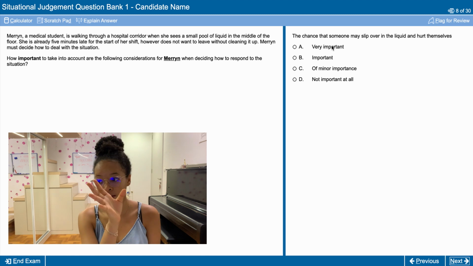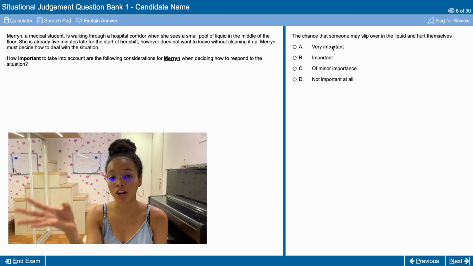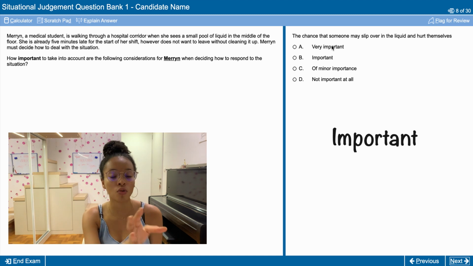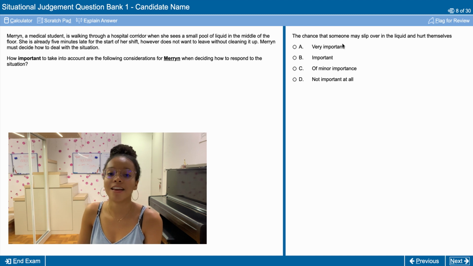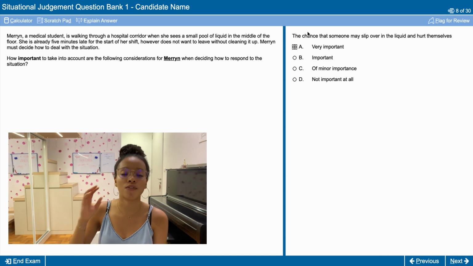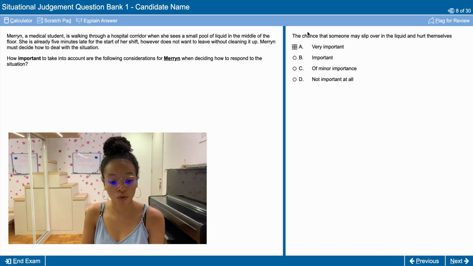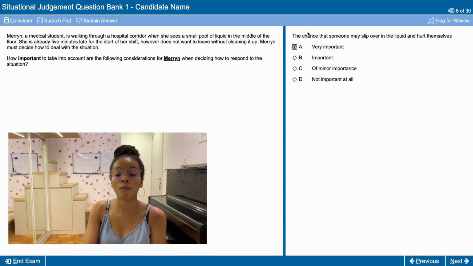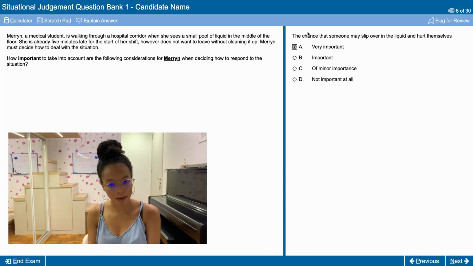So again, with important, not important questions, I approach them exactly the same way as appropriate, not appropriate questions. I would understand first, is this course of action a very important thing to do, an important thing to do, or something that's not so important? In this category, we know for sure that it is an important thing to do. And is this just important, or very important? In this scenario, it would be very important, because the liquid on the floor could hurt and harm other patients or members of the staff. You should be cleaning the liquid up because it can hurt people.